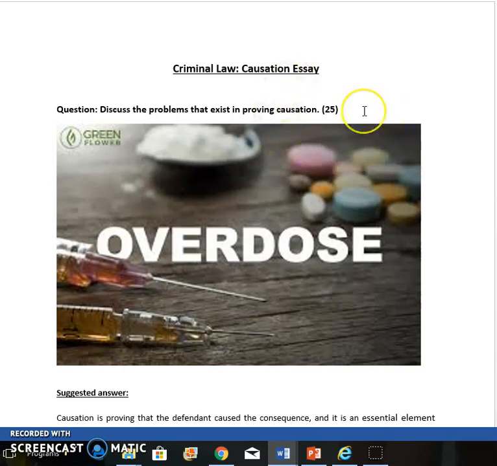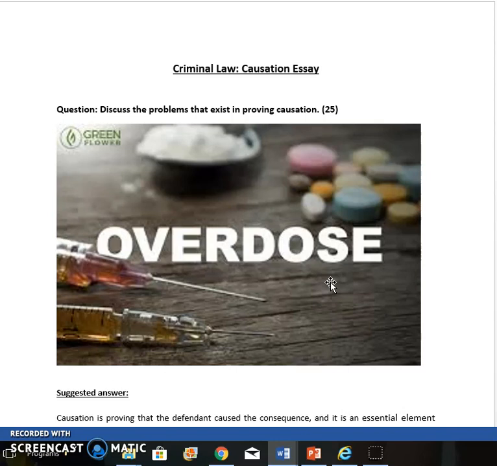It's worth 25 marks and you would have 45 minutes in the exam to answer it. The reason I've got a picture of drugs here at the top of my document is to remind you that in this essay, whilst we do want all the rules and cases on causation, it's very important that you are evaluating the problems with the law. And one of the big problems with the law on causation is whether the victim has broken the chain of causation when they self-inject drugs that the defendant has given to them. And that's an issue we'll come back to a bit later on.